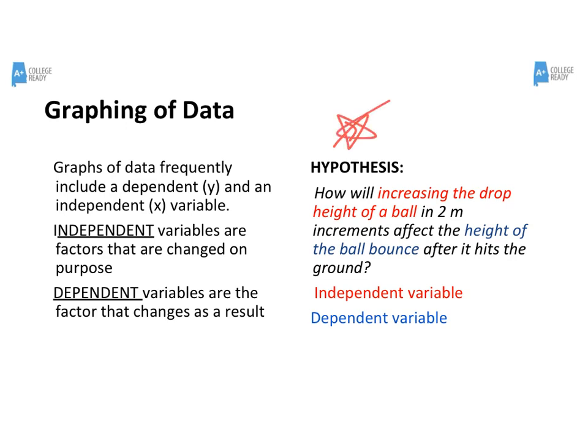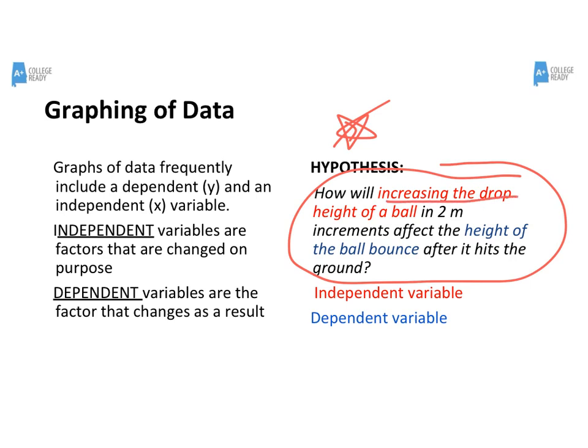Here's an example. We have a hypothesis. How will increasing the drop height of a ball in 2-meter increments affect the height of the ball bounce after it hits the ground? So this is a testable statement. This is our hypothesis. This is our independent variable. That's the variable we're going to change on purpose. And here is our dependent variable. That's the variable that's going to change as a result of changing the independent variable. The dependent variable depends upon the independent variable.